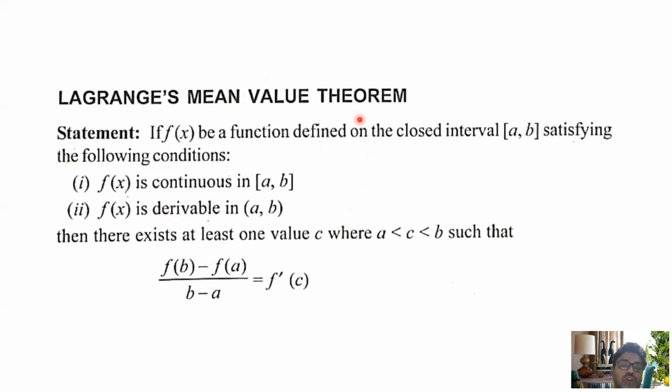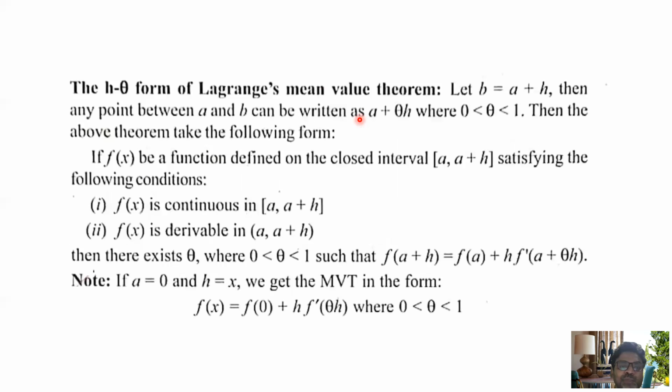Is a special case of Lagrange's mean value theorem. Now another form, the h theta form of Lagrange mean value. This is also a very important form to solve some important problems, I will discuss later. Let b equal a plus h, then any point between a and b can be written as a plus theta h, where theta lies between 0 and 1.